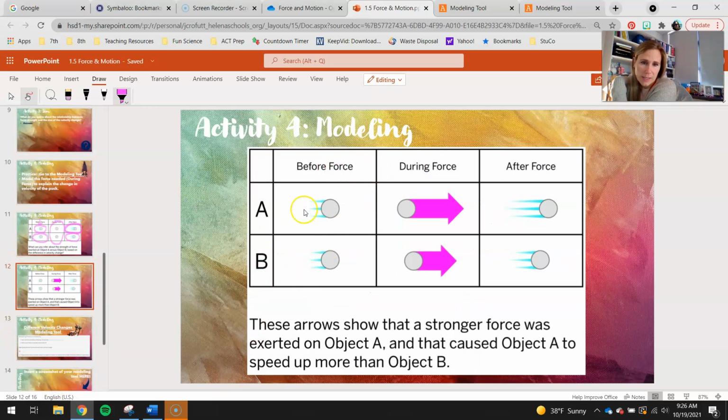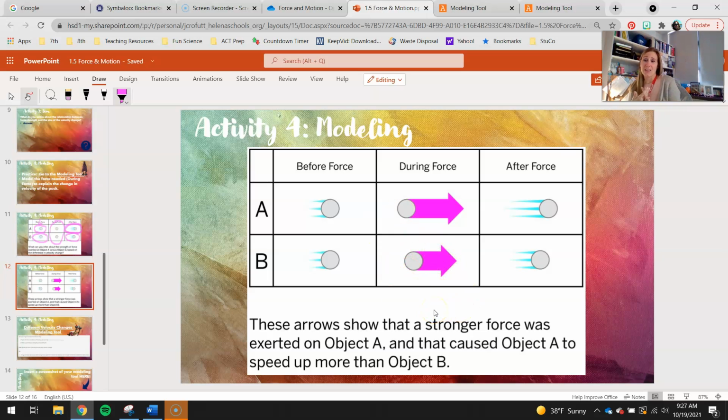All right, so before the force, for A, we can see that it's moving with a small velocity to the right, same with B. Notice how A has a larger force arrow on it, meaning that we added a larger force to A to cause this larger change in velocity. So after the force, A is moving quicker, okay? B is going to be our smaller of the two forces.